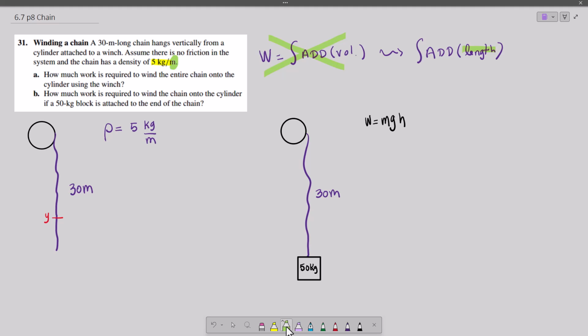And let's plug into our acronym. So our work is going to be the integral of A, which is acceleration, ADD, acceleration, density, depth. Our acceleration is 9.8, our density is 5, and we don't have to modify that. We had a problem earlier where it was given per centimeter or something, and we had to modify it, or maybe it was given grams instead of kilograms, so we had to modify it.